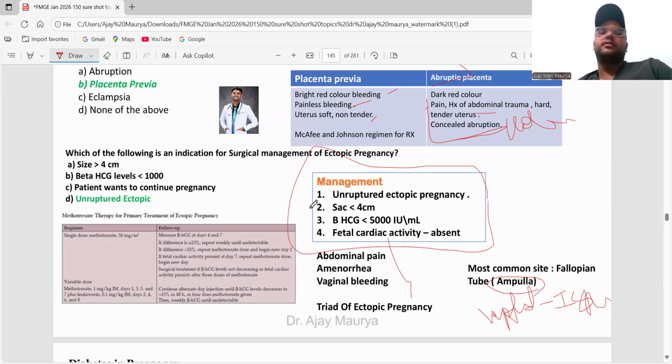Okay? For the conservative management, the drug of choice is methotrexate. Methotrexate is given based on the beta hCG level. So try to read this line. Okay, so these are the important terms you have to remember.